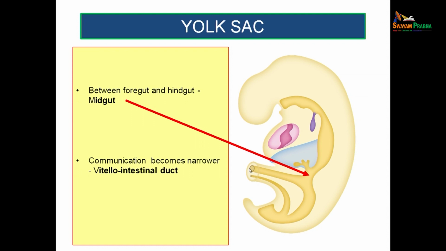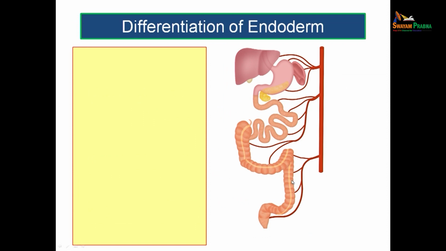Later, the communication between the primitive gut and the umbilical vesicle lying outside becomes narrower and narrower, and ultimately results in the formation of a very thin duct. That duct is known as the vitellointestinal duct. And this duct passes through the umbilical cord. If you take a section from the umbilical cord in the initial part of development, you will get a part of this vitellointestinal duct as well, but later in course of time this will just disappear eventually.